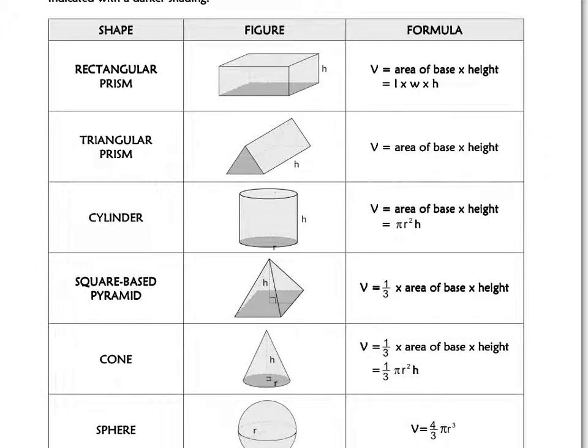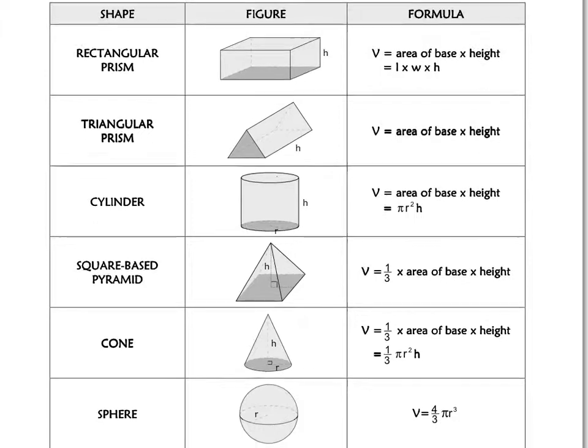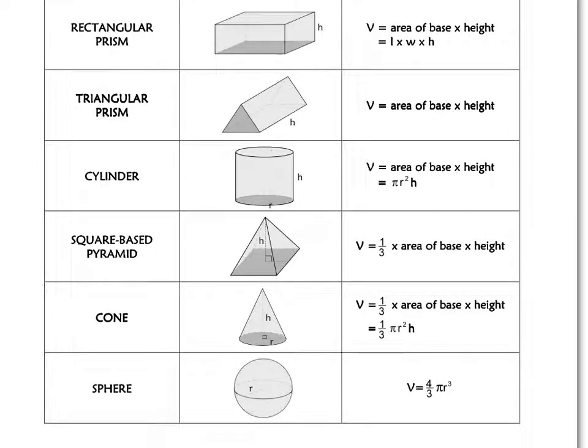If that's a cube, then all the dimensions would be the same, so it would just be the side cubed, because the length, width, and height would be exactly the same. A triangular prism, you'd have the area of the triangular base times your height. A cylinder would have the area of the circular base times the height, so pi r squared times height.